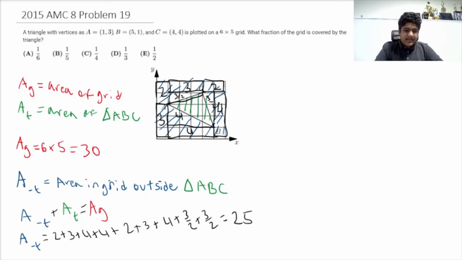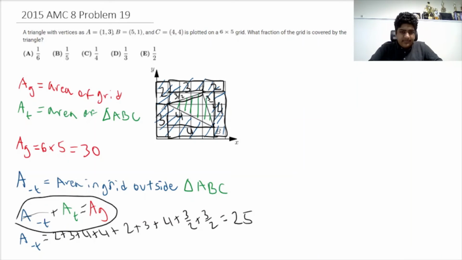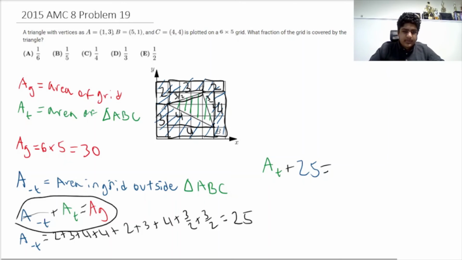And that means that we can now use this equation we got earlier to find A sub t. So we have A sub t plus 25 is going to be equal to the grid area, which is 30. Or in other words, A sub t is equal to 5.